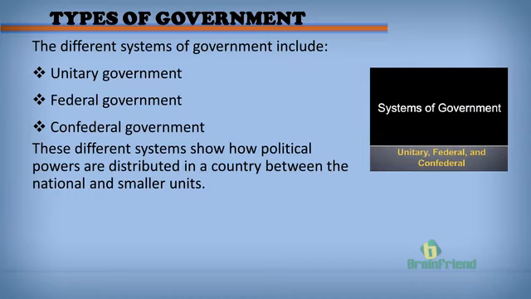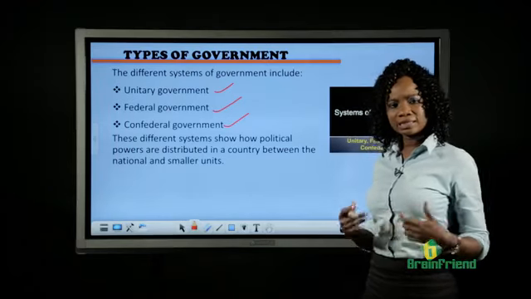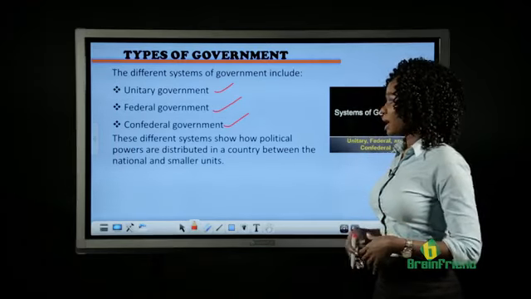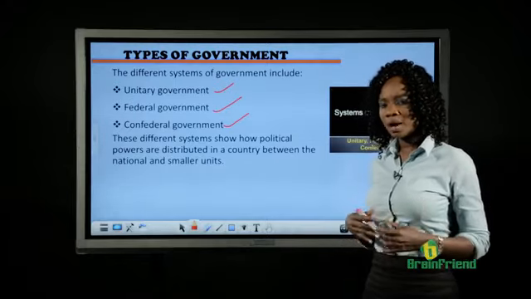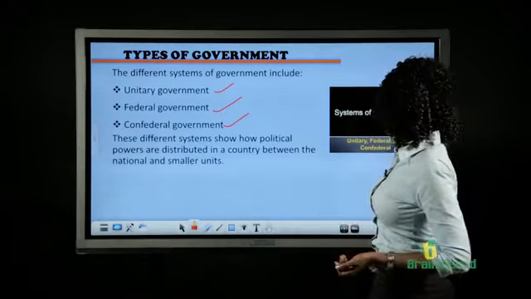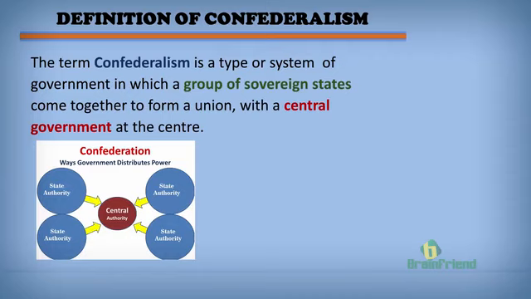I know we have talked about this in our previous class, where we said the major types of government that have been practiced in the world are the unitary, the federal, and the confederal system of government. And we saw that these different types of governments are carried out in different ways, and the distribution of their political powers is also different. So let's take a look at the definition of confederalism just for the records.